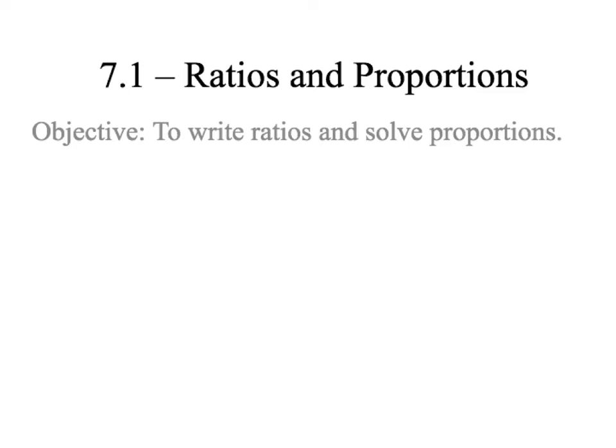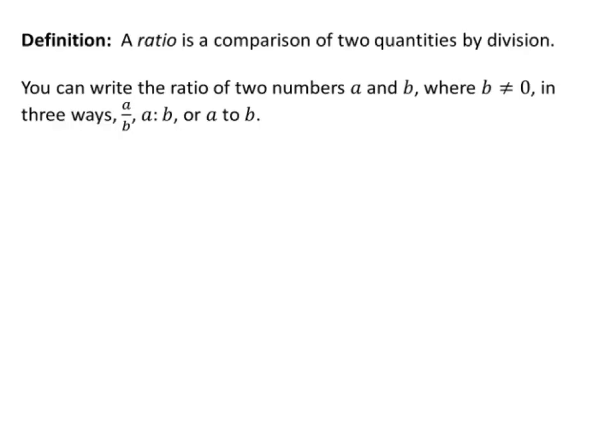This video is on Chapter 7, Section 1, Ratios and Proportions, and the objective is to write ratios and solve proportions. A ratio is a comparison of two quantities by division, and we can write a ratio in three different ways. We could write 3 to 2 with a fraction bar, or 3 to 2 with a colon, or we could spell it out, 3 to 2. All of these mean the same thing.